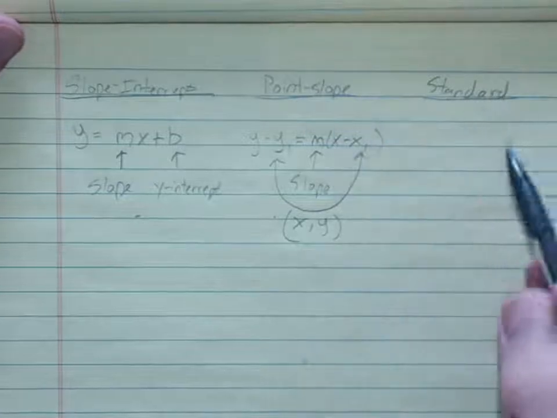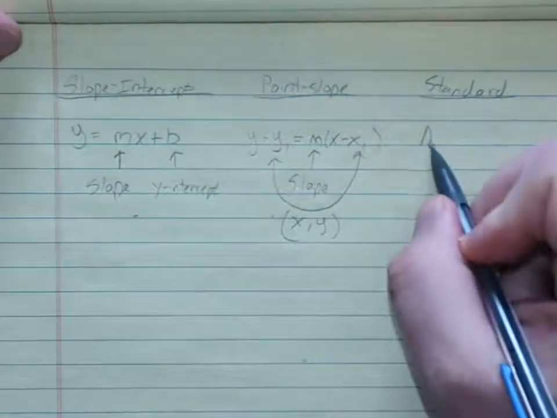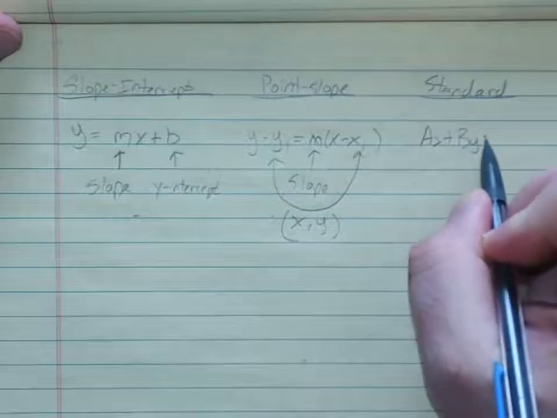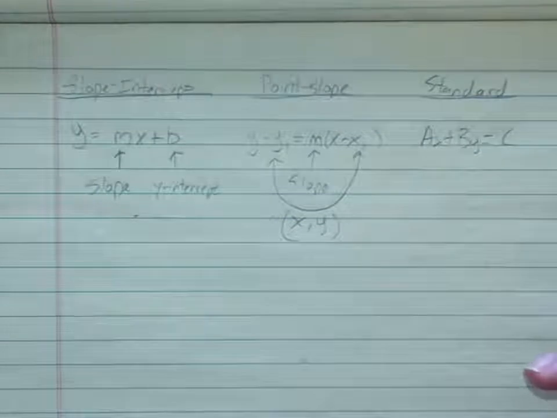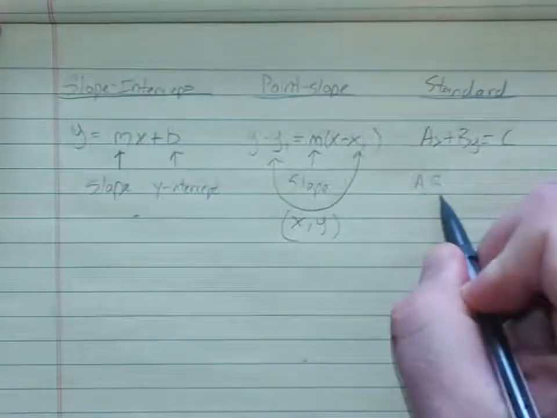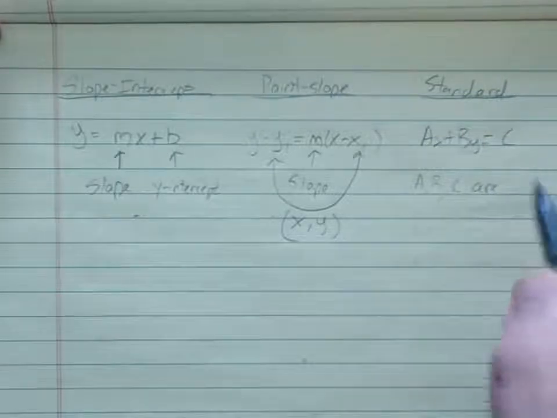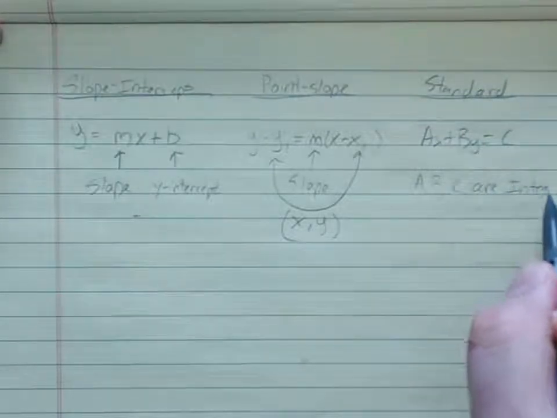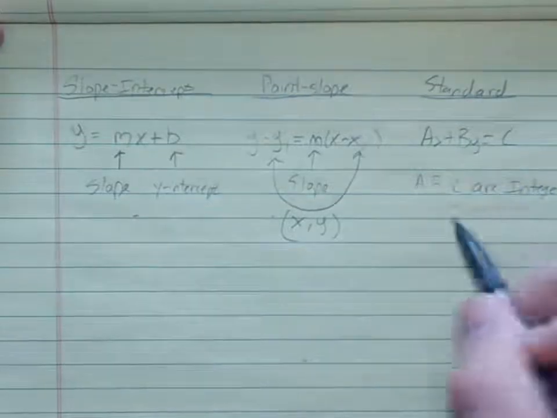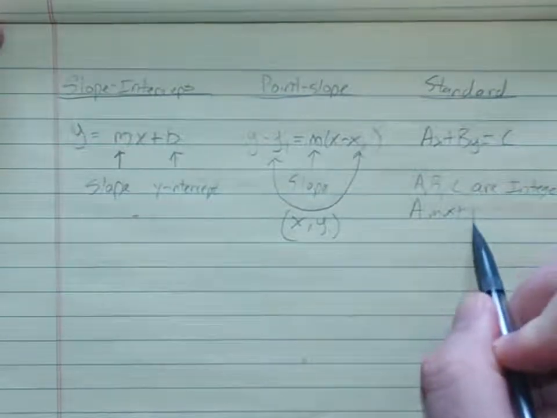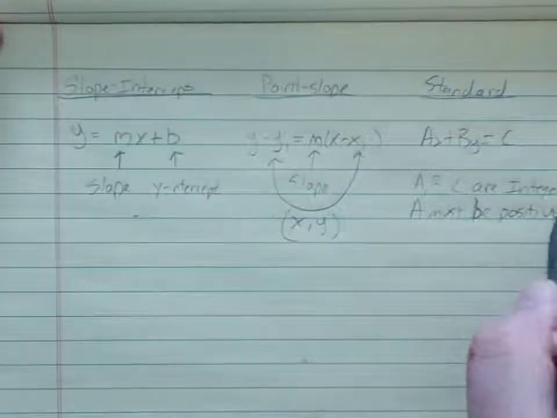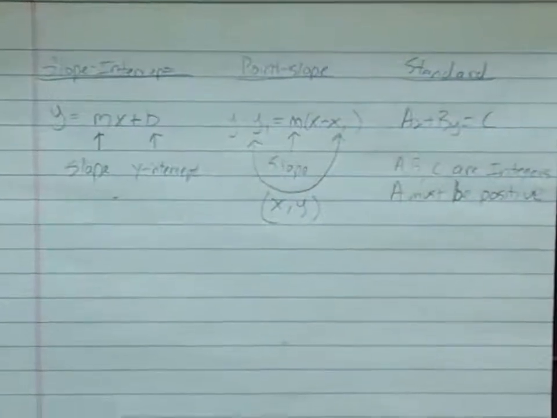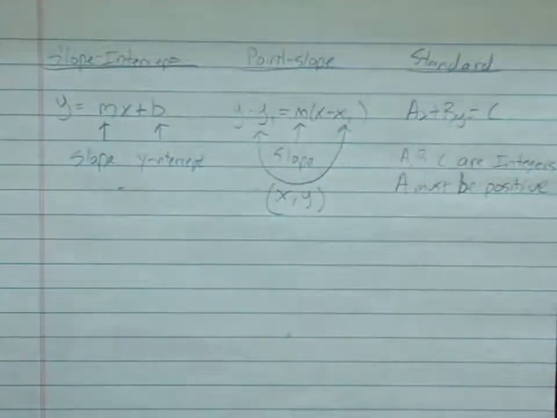Standard form is the one that gets the furthest away from that. It looks like this: ax plus by equals c. A, b, and c are integers. You don't use fractions. So a, b, and c are integers. And a must be positive. That's really what you've got to know. The trick is to go between them and also to be able to write them. And we'll get into that in just a second.